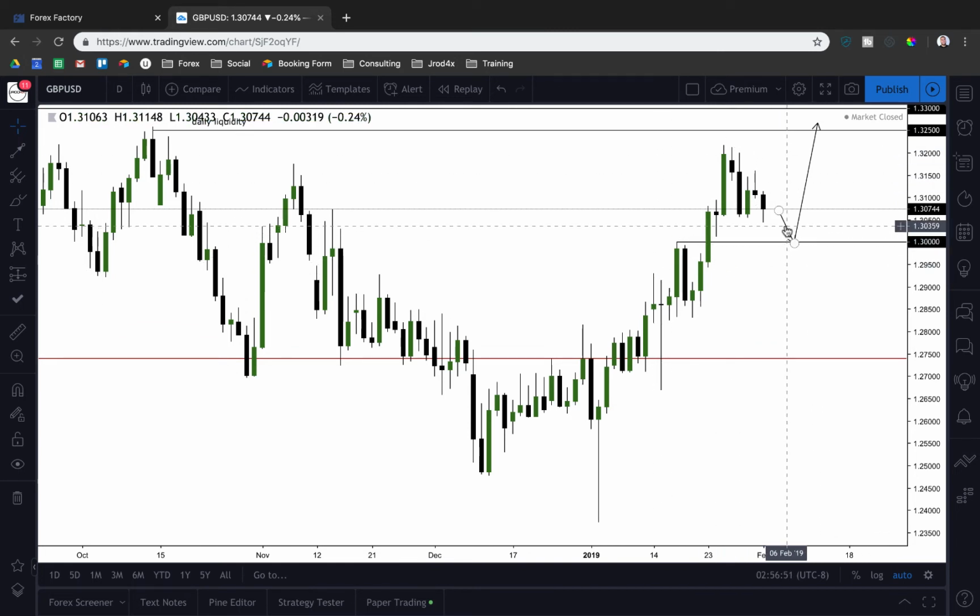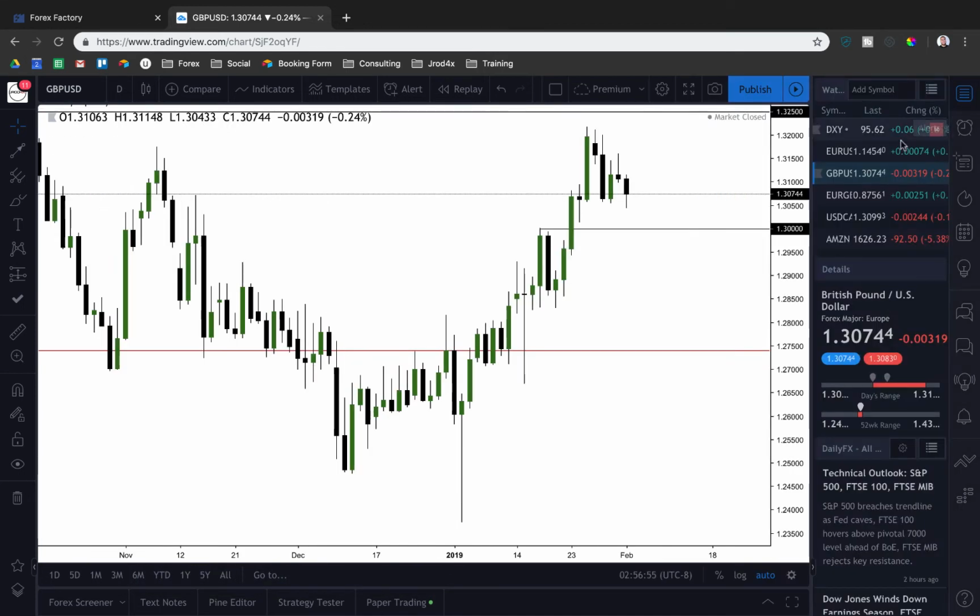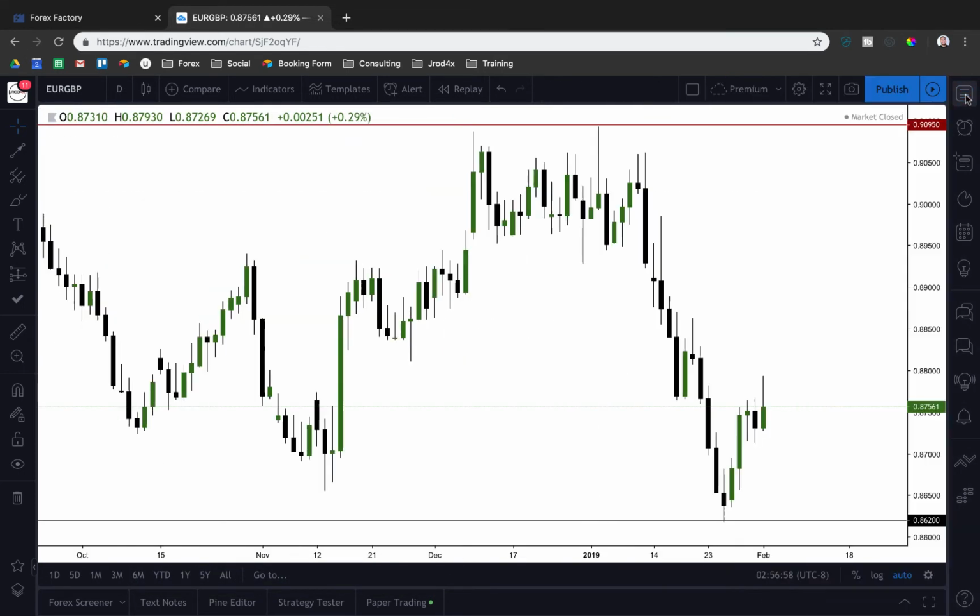Okay, so I am going to go ahead and delete these arrows because we don't need those anymore. And I'm going to go ahead and cover Euro GBP really quickly as well.